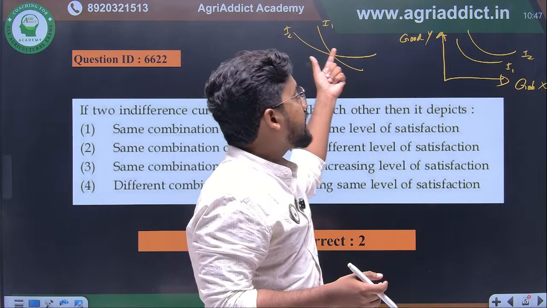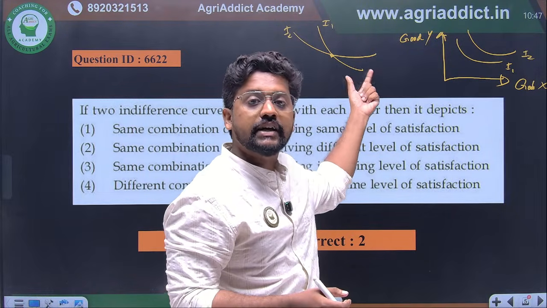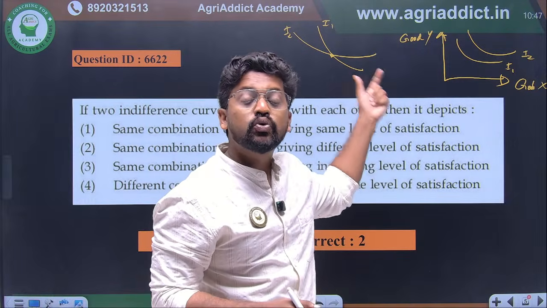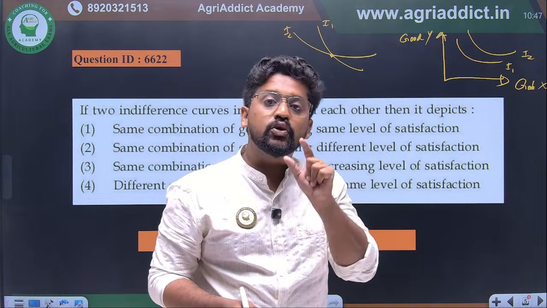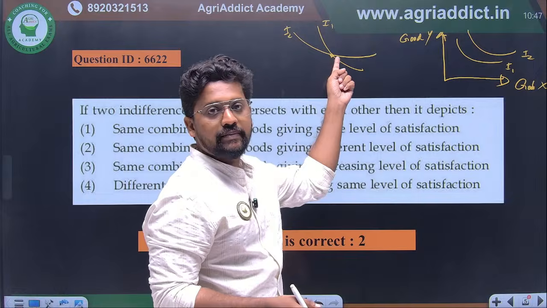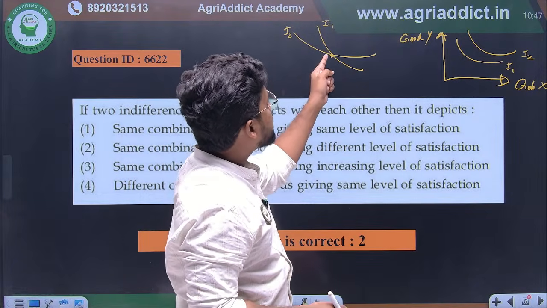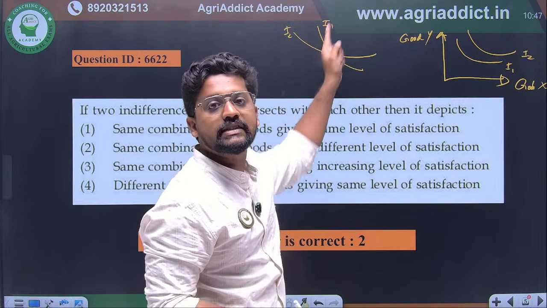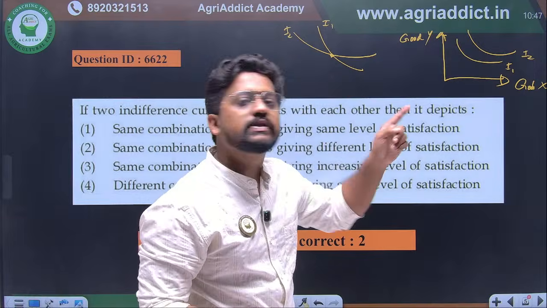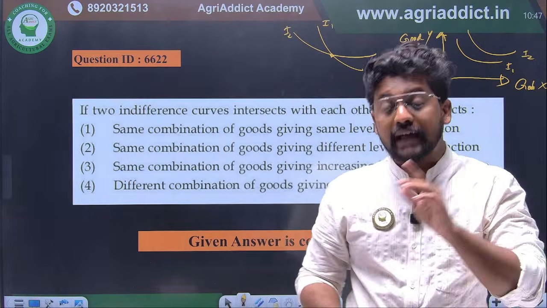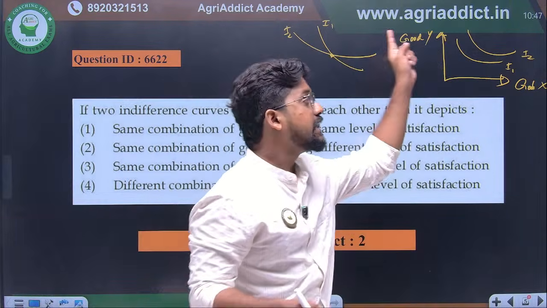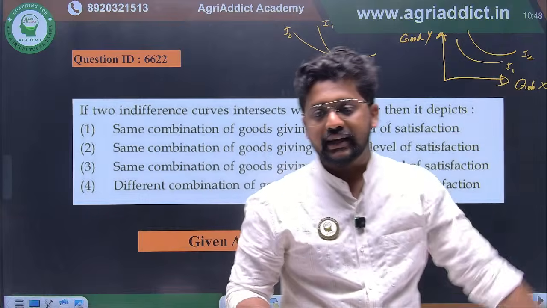So when the indifference curves intersect each other, there will be two levels of satisfaction for a unique combination. Only one combination is here, right? For that single combination, you will have two levels of satisfaction, depicted by two indifference curves, which is practically not at all possible. That's why we say theoretically that indifference curves never intersect each other.